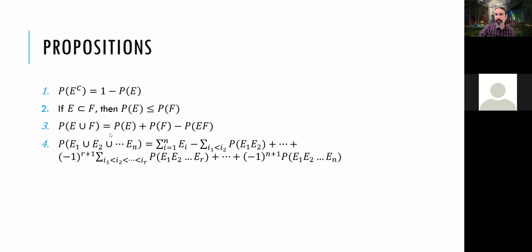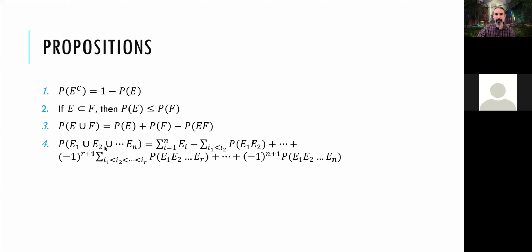Again, for E union F, the third proposition, we have P(E) plus P(F) minus P(EF). This is again from set theory. You can remember the number of elements from a union. If you had A union B, the number of elements of A union B is the number of elements in A plus the number of elements in B minus the number of elements in the intersection. This is the same thing again from set theory.